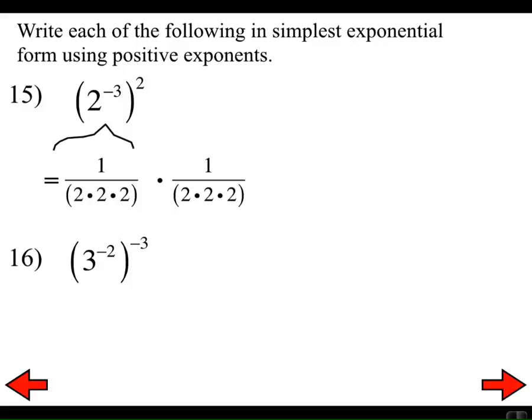Okay? So now I'm going to go ahead and simplify. 1 times 1 is 1. And then I have a total of 1, 2, 3, 4, 5, 6, 2. So I have 1/2 to the 6. Okay?